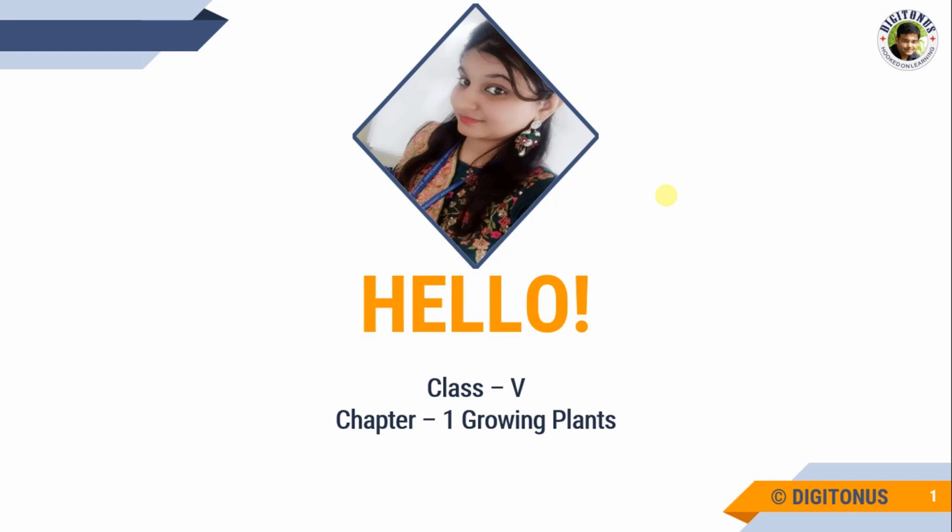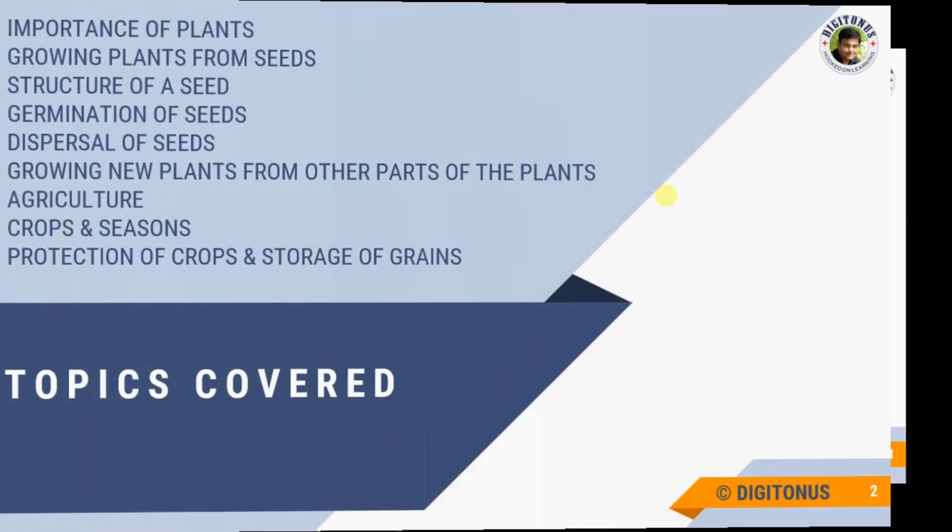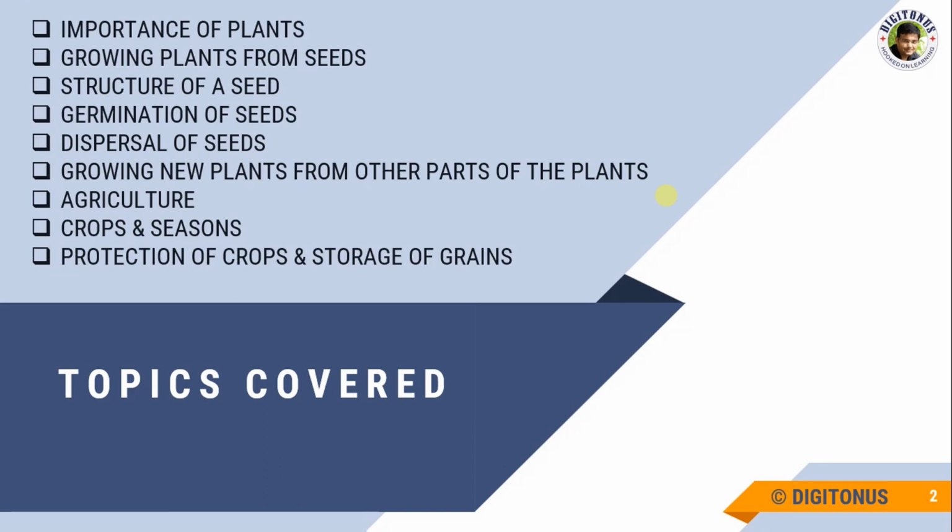So firstly let us see the topics which we will study in this video. Our first topic will be importance of plants, then growing plants from seeds. We will study about the structure of a seed, germination of seeds, how the seeds get dispersed. We will also study about growing new plants from the other parts of the plants. Then we will study about the agriculture, crops and the seasons, and finally we will study about the protection of crops and storage of grains.